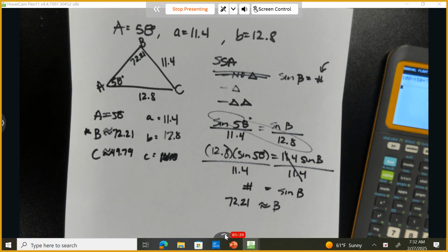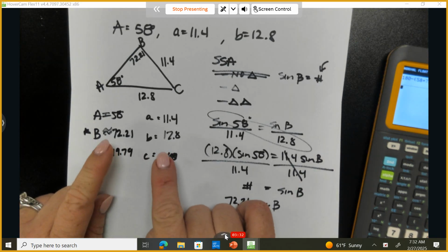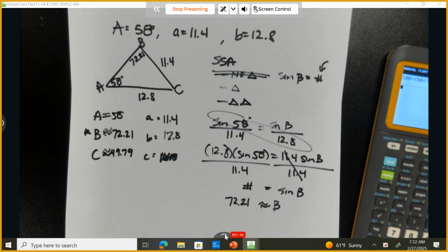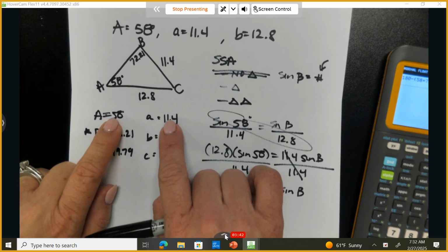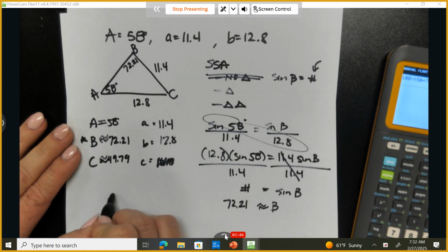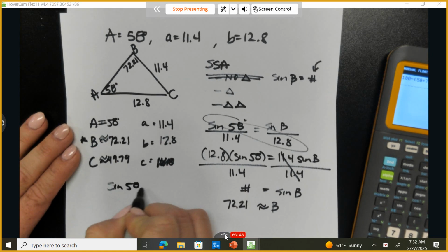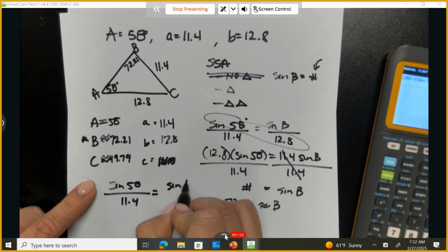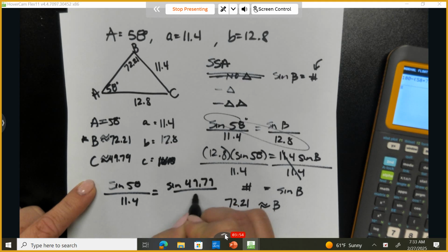Another thing I see students doing is asking, when I'm going to use law of sines, should I use the A's or the B's? Hands up high if you know which one I should use right now. Don't have to say, just hands up high if you know. We want to use the one that's not an approximation, and I know that A is the given value. It's not an approximation. So I'm going to say sine of 58 degrees over 11.4 is the sine of 49.79 over side C.